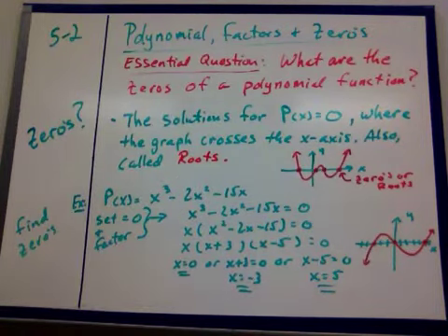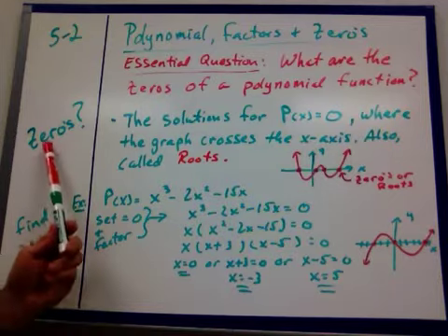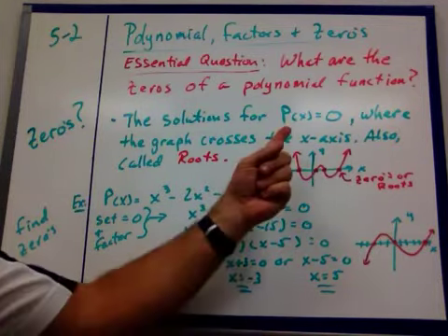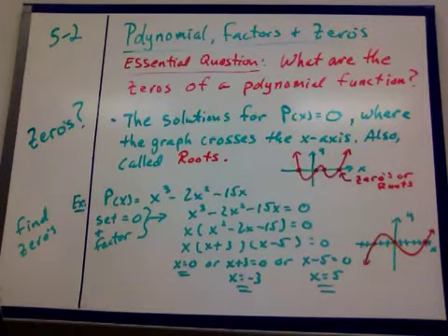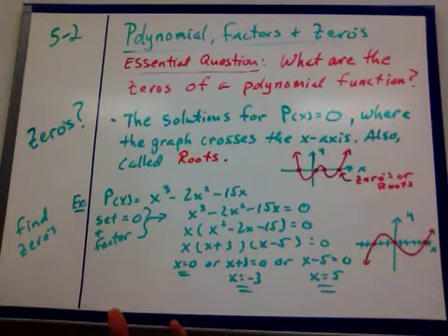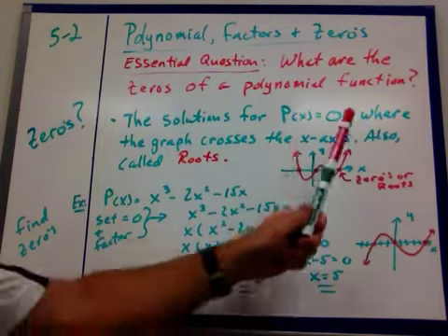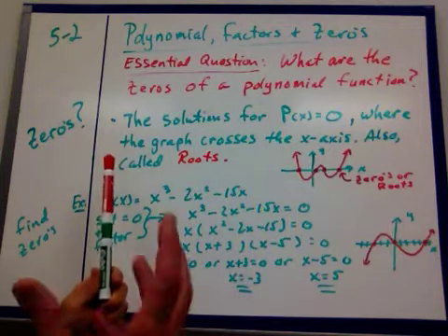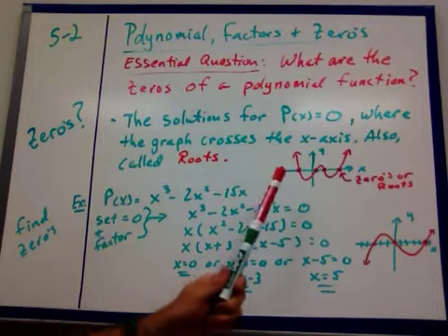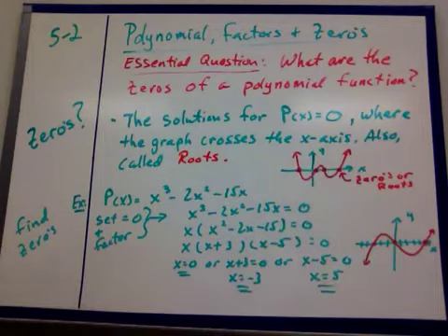Our essential question today is, what are the zeros of a polynomial function? Well, the zeros are the solutions for when your function p of x is equal to 0. It's exactly like what we were doing with quadratics when we solved them. We found x equal to 2, x equal to 3, whatever it was, where we set it equal to 0, and we factored it, and then we set each factor equal to 0, and we found x, and we found where the graph was going to cross the x-axis.